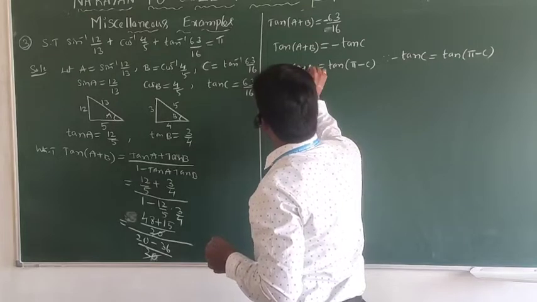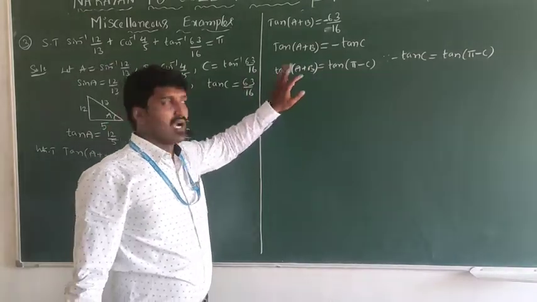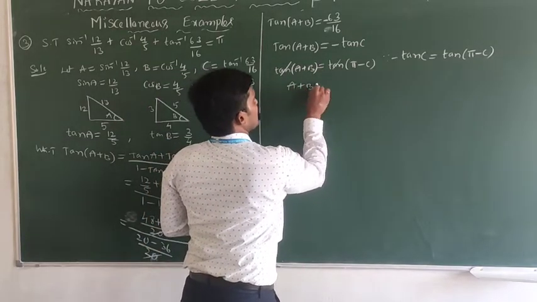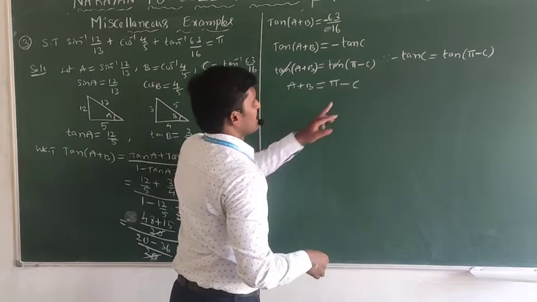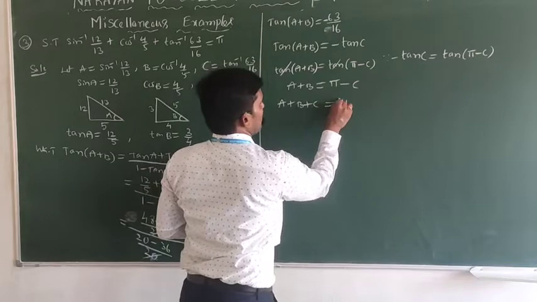Here tan of A plus B. Now we can compare angles. Function is same and sign also same. Now A plus B equal to pi minus C. Take minus C to the left side. A plus B plus C equal to pi.